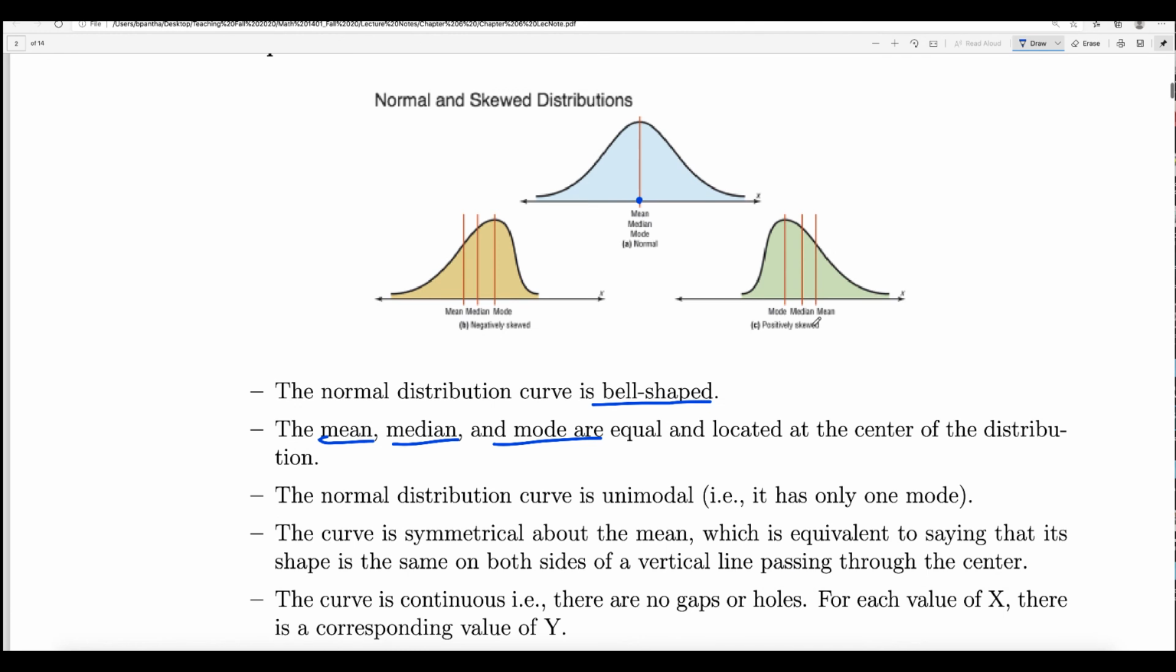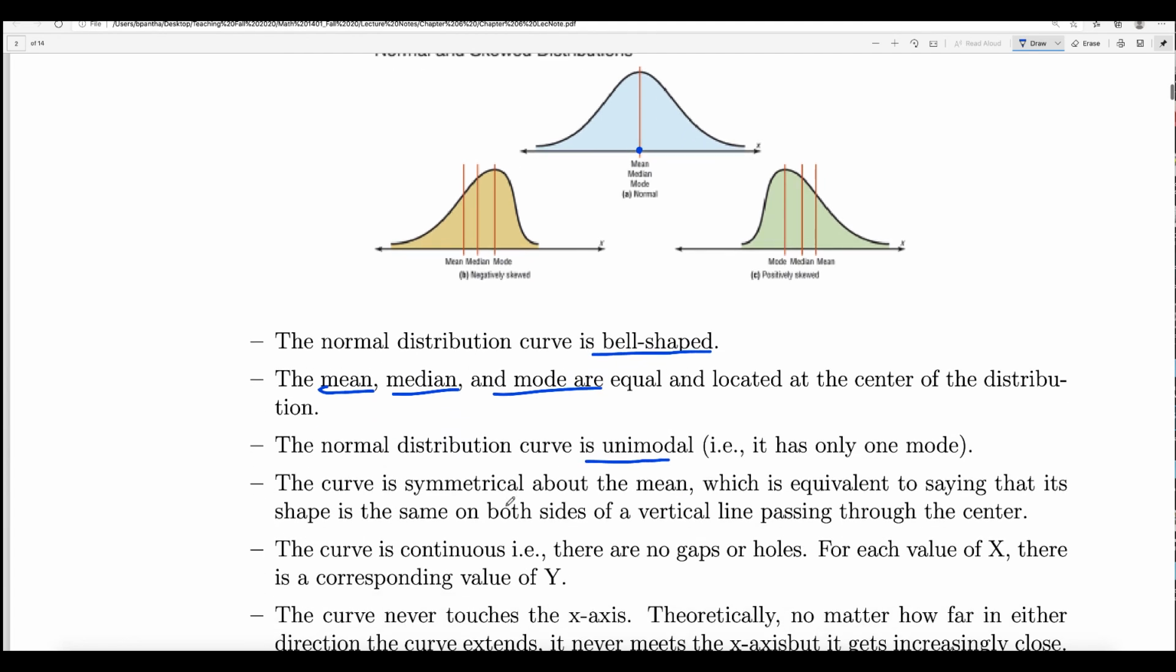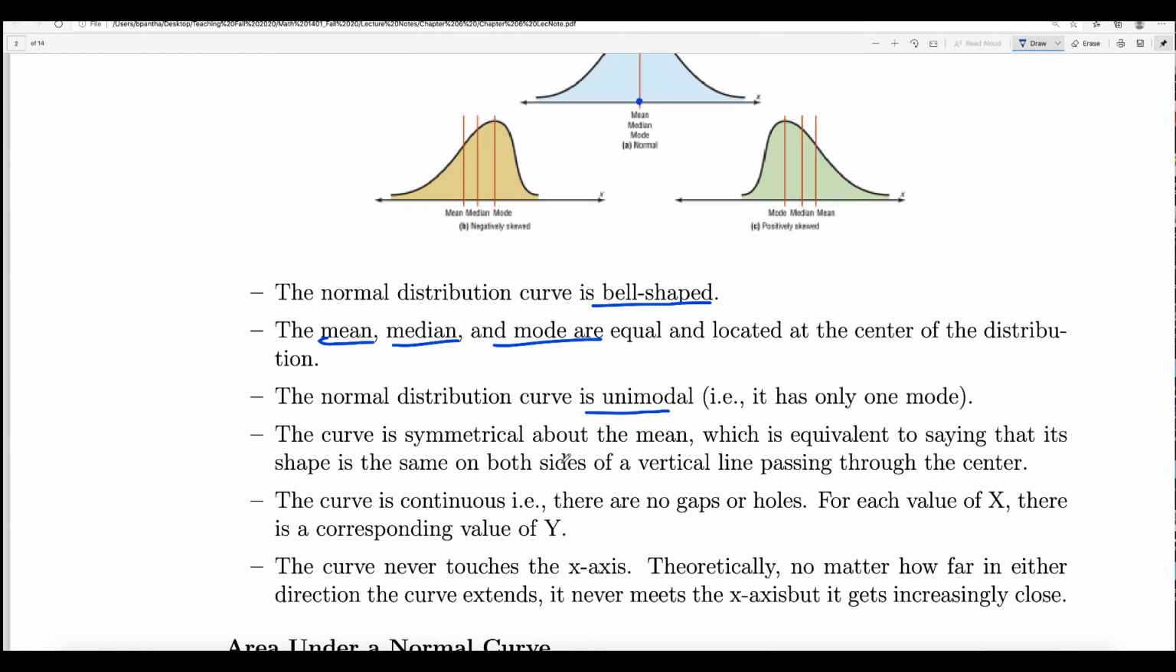And the normal distribution is unimodal, meaning it has only one peak point. The curve is symmetrical about the mean, which is equivalent to saying that its shape is the same on both sides of the vertical line passing through the center. See, if you cut it in the middle and fold it, the two sides will overlap. So this is the normal distribution property.